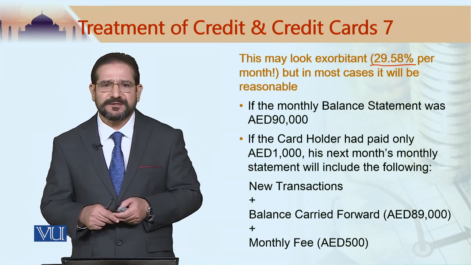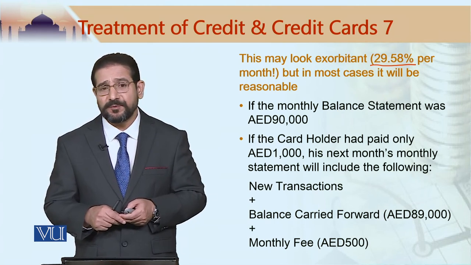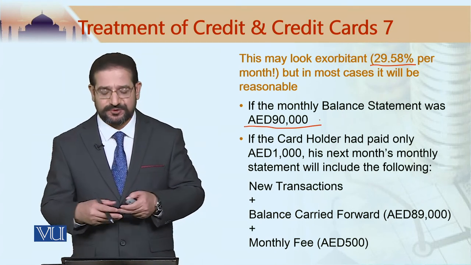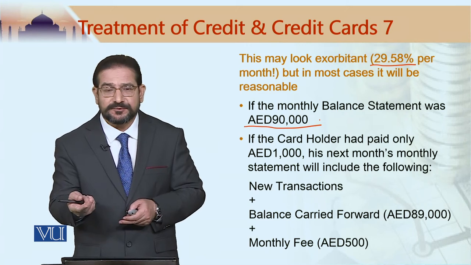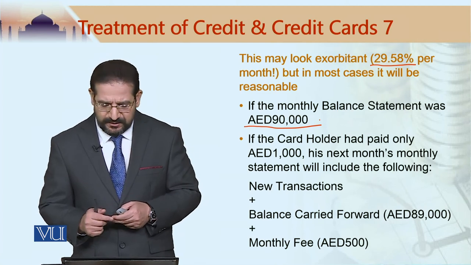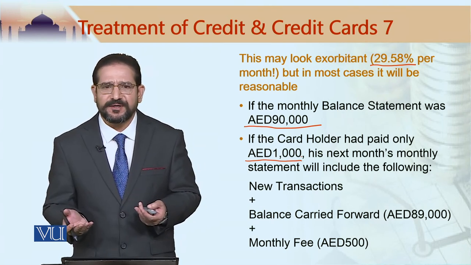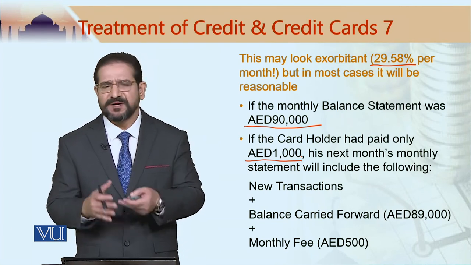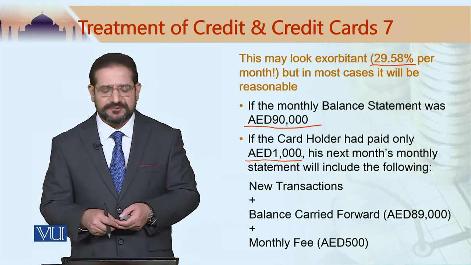Now, let us use an example where the use of the credit card by the revolver could be actually quite favorable. If the monthly statement balance was 90,000 dirhams, remember, this customer had a credit limit of 100,000 dirhams, so 90,000 is still within that limit. Now, if the cardholder decided to pay only 1,000 out of it, you're using a hypothetical figure. Normally, the card providers ask you to pay 5%. The minimum payment is about 5% of the balance. But in this example, we are using just a figure. The conclusions would be valid even if you put 5,000 dirhams over here.